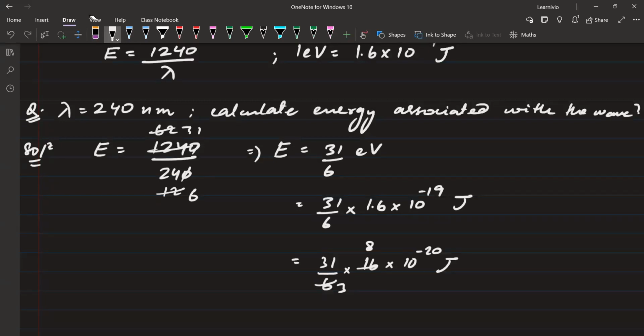So we can approximately say that the 3 tens can be cancelled, so it is approximately 80 into 10 to the power minus 20. The approximate answer is not very accurate, but I hope you can do that with accuracy also. Will you copy this down? Raise your hand once you're done.